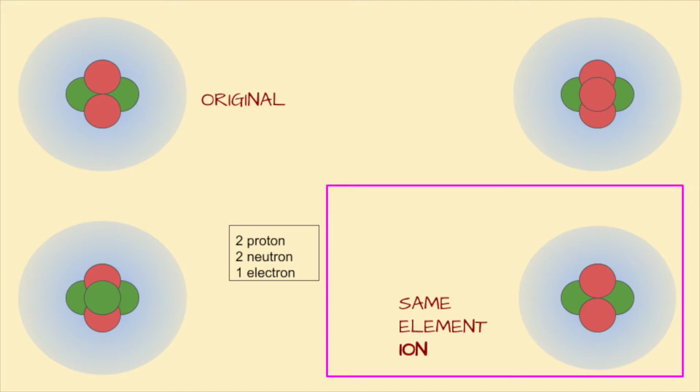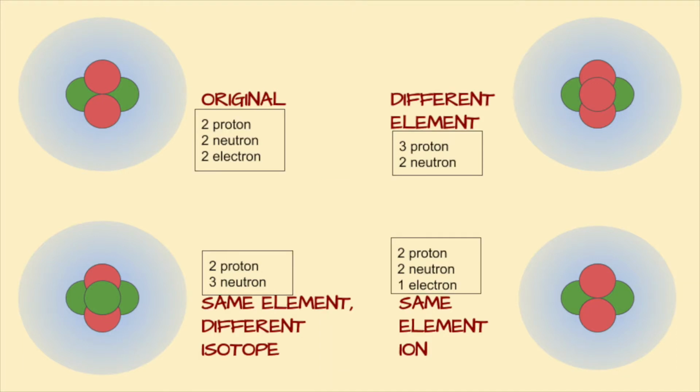Now your last atom happens to have the same number of protons and the same number of neutrons, but it has fewer electrons than the original one. It's an ion. It's a positively charged ion because it has lost an electron.